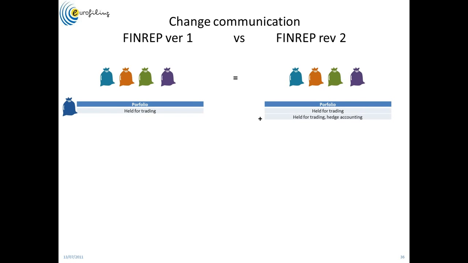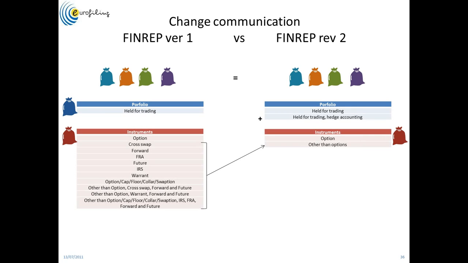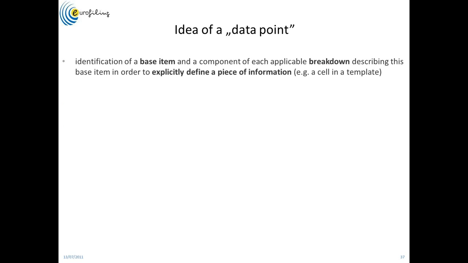Some of the breakdowns remain the same. There was one difference in the breakdown of portfolio, so financial institutions must take care of that and be able to have it in their data systems. There was a reduction in the number of required instruments, so there is only one instead of a number, and there is a new breakdown. So reporting institutions must be able to classify the instruments according to the market.